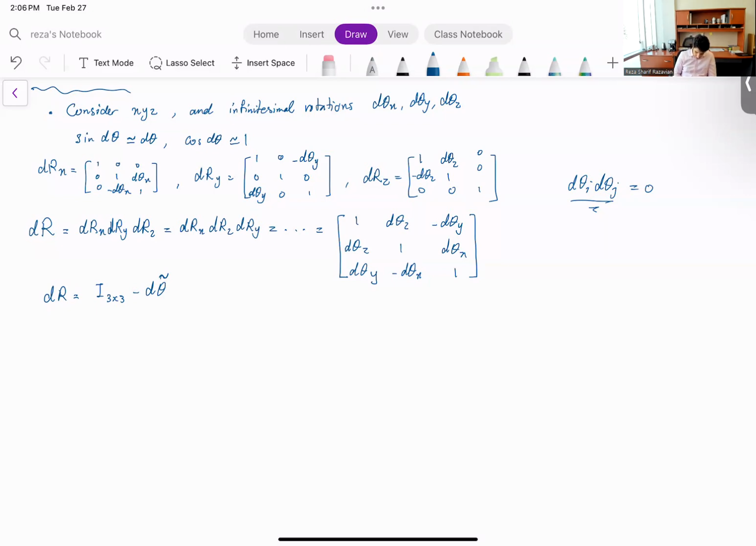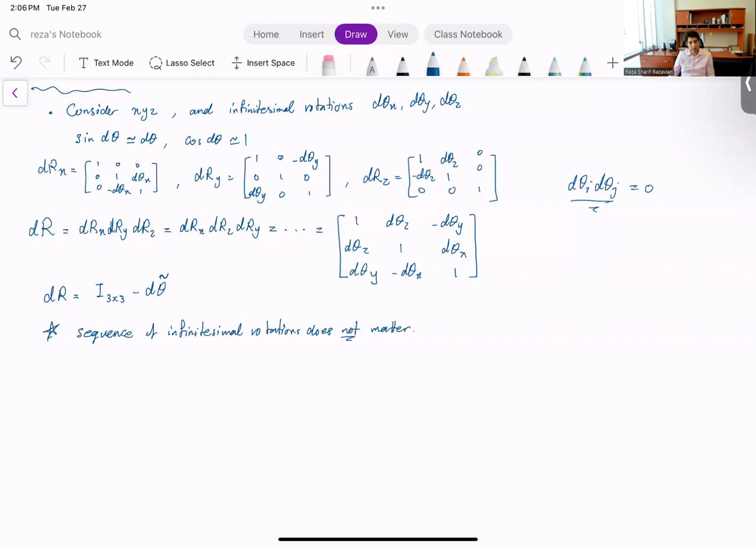So one thing, again, let me very explicitly mention it here. Sequence of infinitesimal rotations does not matter.